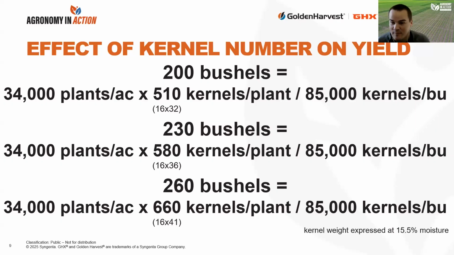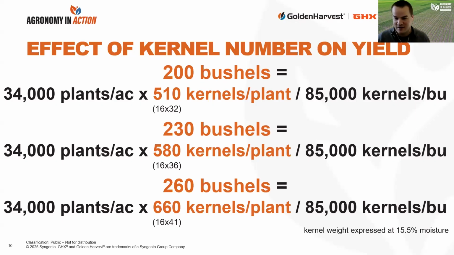So for this example, I kept that plants per acre the same, the weight per kernel the same. The only thing I changed is the number of kernels per plant. So if you're trying to achieve 200 bushel corn, and if your ear is producing 510 kernels per plant, that's roughly a 16 by 32. That will get you about 200 bushels. If you could get just four more kernels each row lengthwise on that ear, just four more, you can gain another 30 bushels without changing anything. Similarly, if you got a 16 by 41 ear, you can get up to 260 bushels. So it sounds so simple, just four more kernels, you can get 30 bushels an acre. But as we all know, it's a lot more challenging than that.